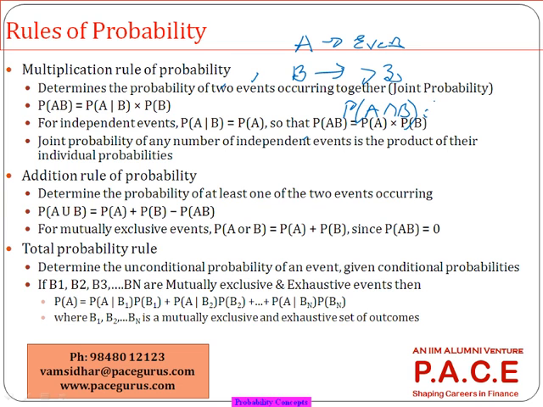what did we say? Probability of A into probability of B given A. What is the probability of A here? A is getting an even number, 1 by 2, 3 by 6. Okay. Now, given A has already occurred, which means given that the outcomes are only 2, 4, 6. Given that A has already occurred, means now I know that the outcomes are only 2, 4, 6.